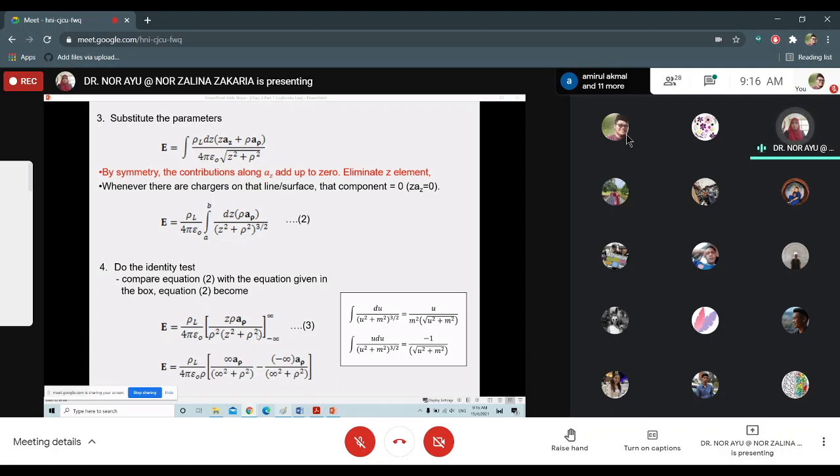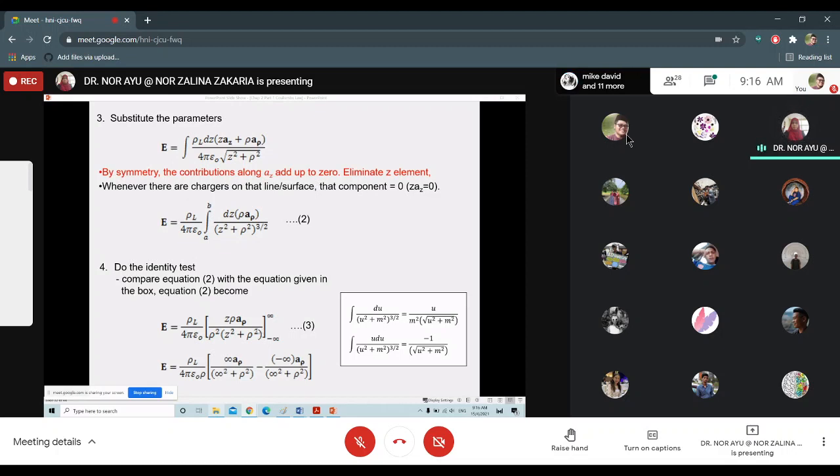Kat mana hilang ni? Dia hilang integrations. Okay, we have this integrations pula. We have this square root. Okay, tak ada square root di sini.